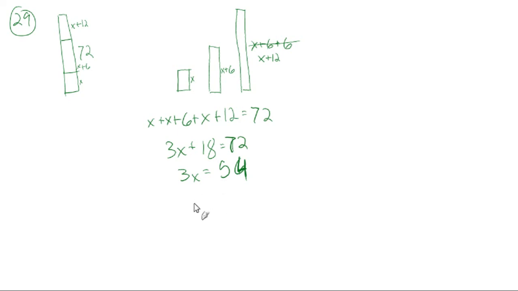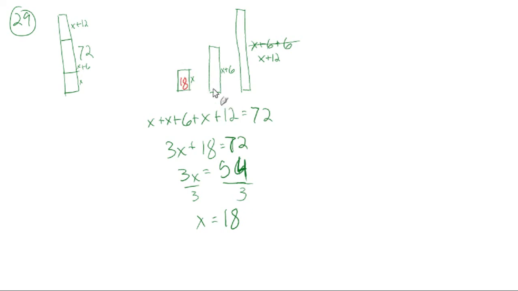And then divide 54 by 3. And, of course, we know 54 is divisible by 3 because 5 plus 4 is 9, and 9 is divisible by 3. 54 divided by 3, I am using my calculator, that's 18. So x is 18. X, this piece, is 18 inches long.